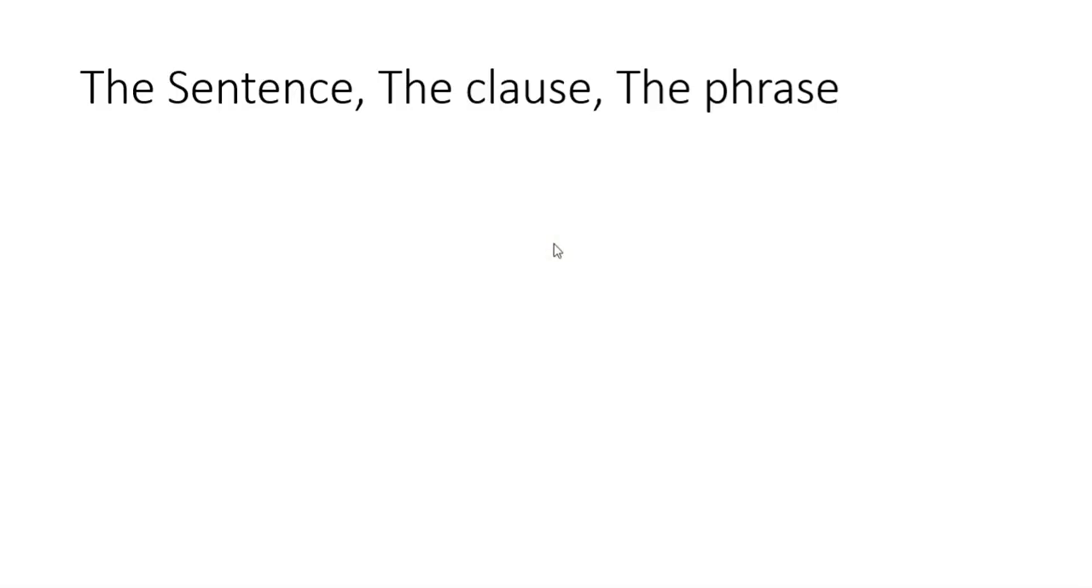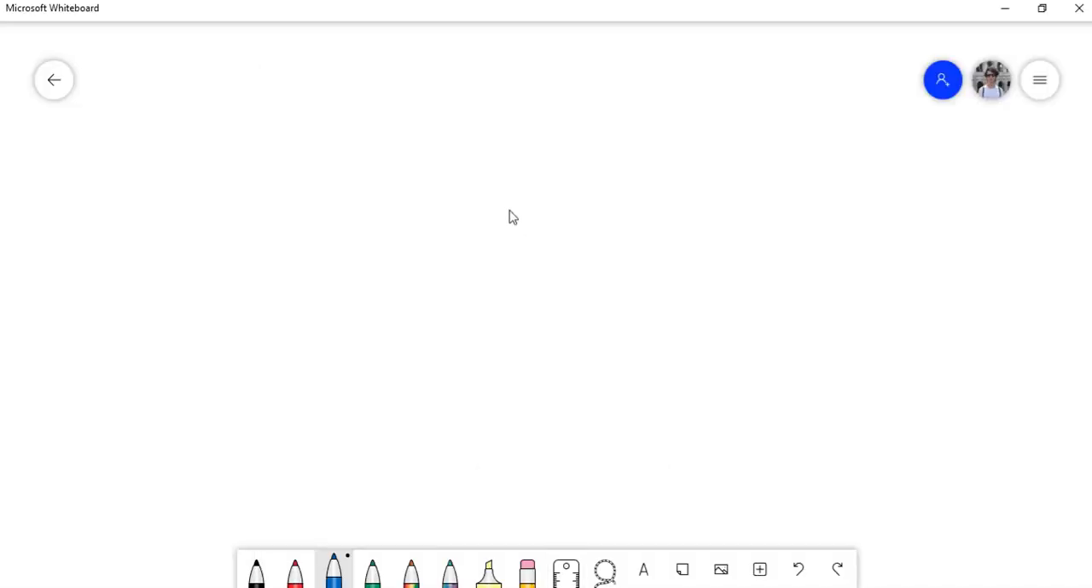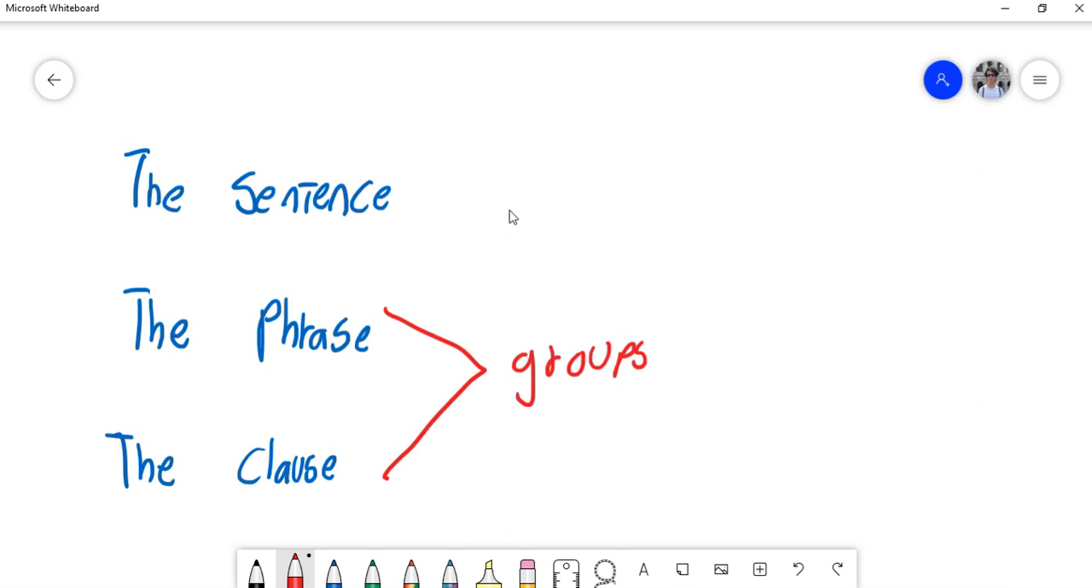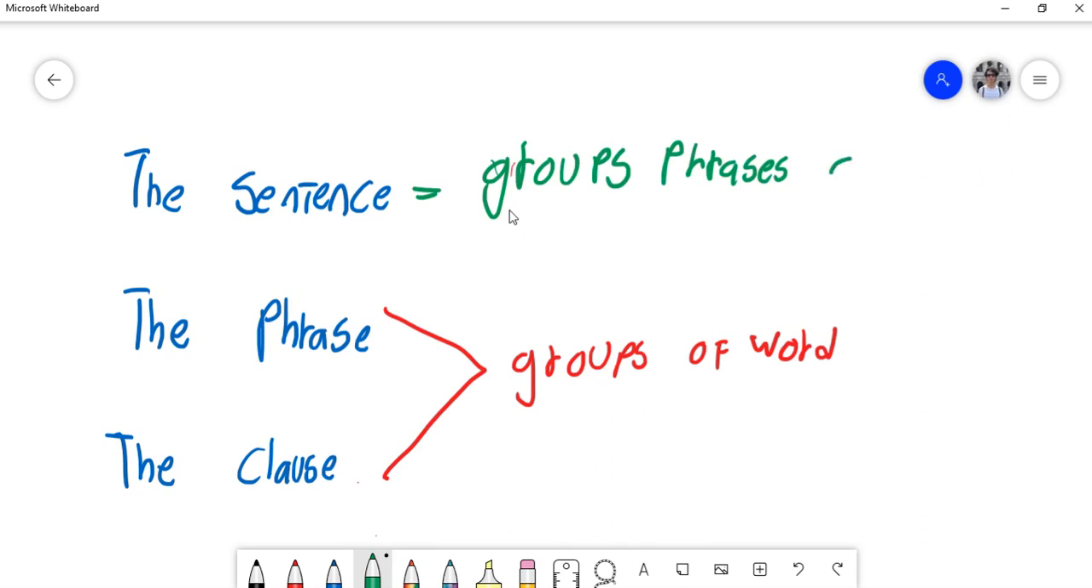To understand the semicolon, it's important that we know the difference between the sentence, the clause, and the phrase. So let's go back to the whiteboard, and I'm going to do a small explanation about the sentence, the phrase, and the clause. The phrase and the clause are groups of words. The sentence is also a group, but a group of what? Of phrases and clauses.